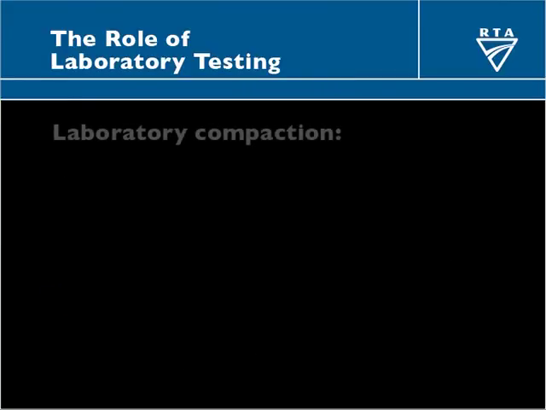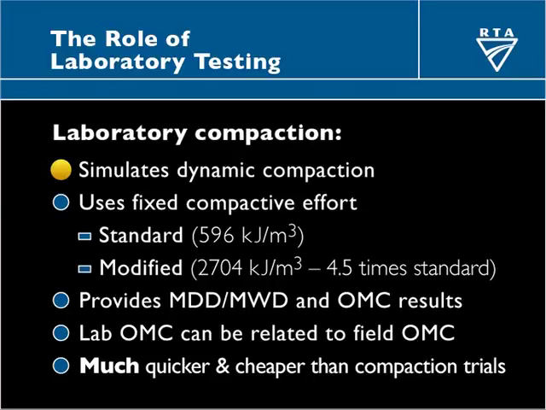What can they do? Well, they have some laboratory tests which simulate what you do in the field. They use a drop hammer to do the compacting, so it's effectively a form of dynamic compaction. It uses fixed compactive efforts, just like a compaction routine, and it comes in two flavours. One is what's called standard compaction, which involves a smaller drop hammer, a smaller height, and a fixed number of blows. Or we have modified compaction, which is a much heavier effort, 4.5 times that for standard compaction.